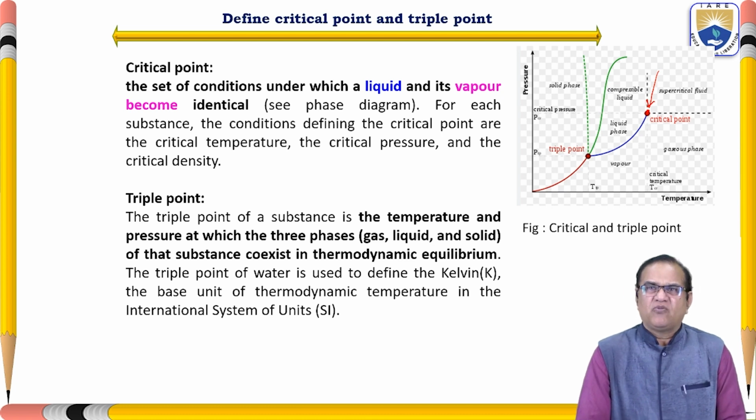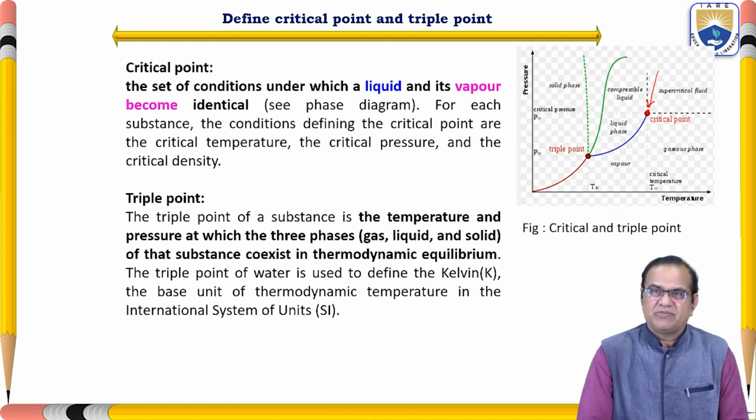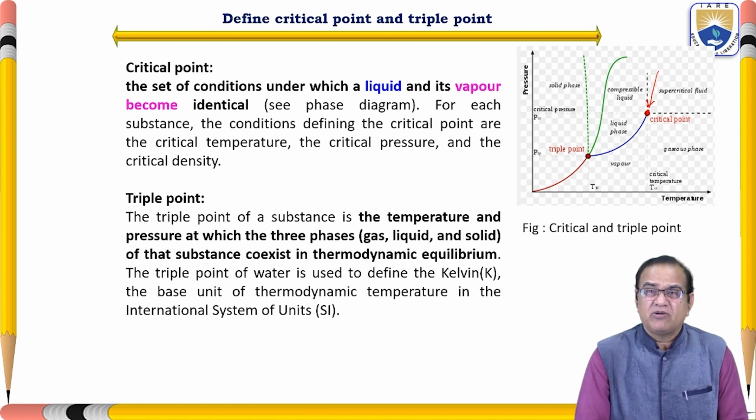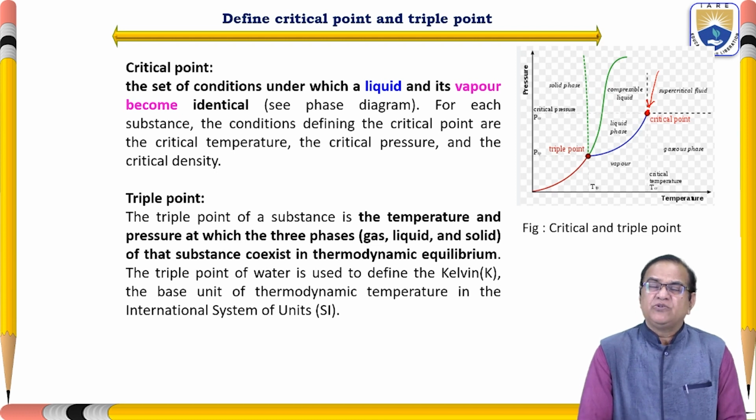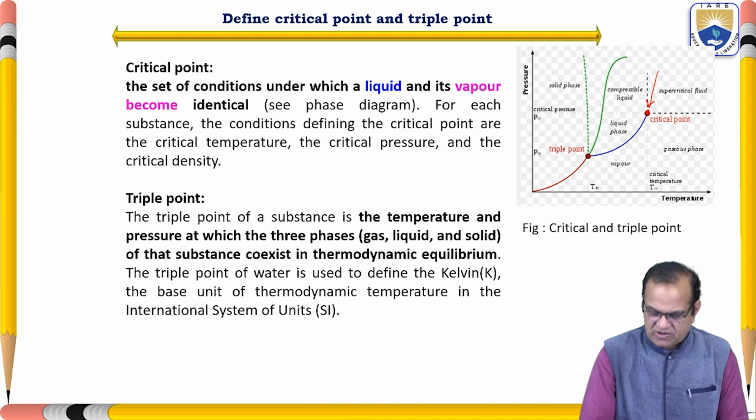The triple point of water is used to define the Kelvin. That is the Kelvin, the absolute temperature, is defined. The base unit of thermodynamic temperature in the International System of Units. And by the help of this triple point of water, we have assumed that this is the absolute temperature, and its unit is the Kelvin, which is nowadays used in the International System of Units.